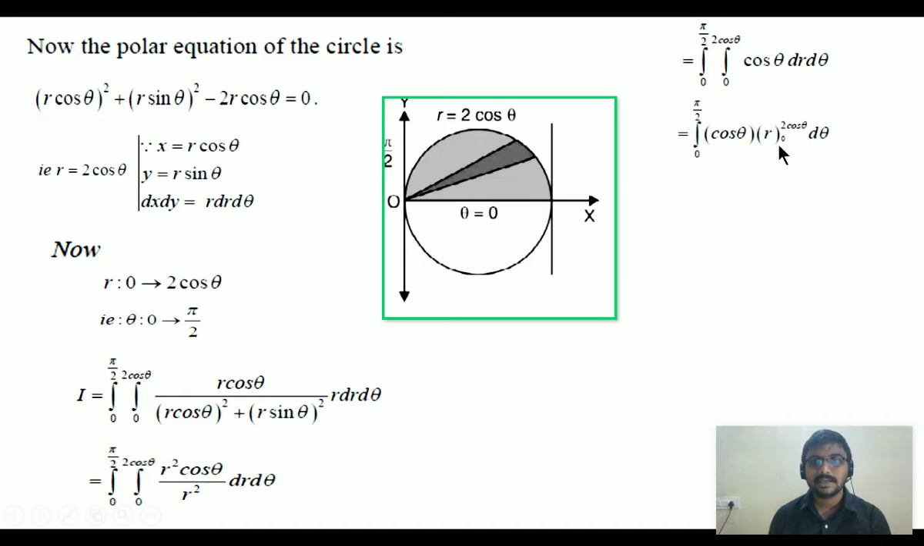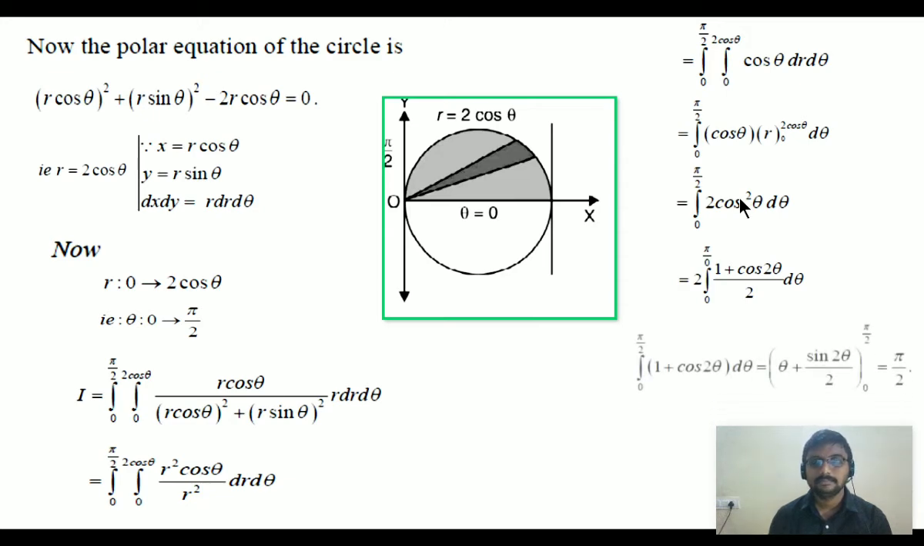Integration of 1 with respect to r is r, limits 0 to 2 cos theta. Putting the upper limit, and the lower limit is 0. So we will have 2 cos theta into cos theta, that is 2 cos square theta. Taking out the constant, 2 cos square theta can be written as 1 plus cos 2 theta. Now integrating, clearly the 2 here gets cancelled. Integration of 1 with respect to theta is theta. Integration of cos 2 theta is sin 2 theta by 2.